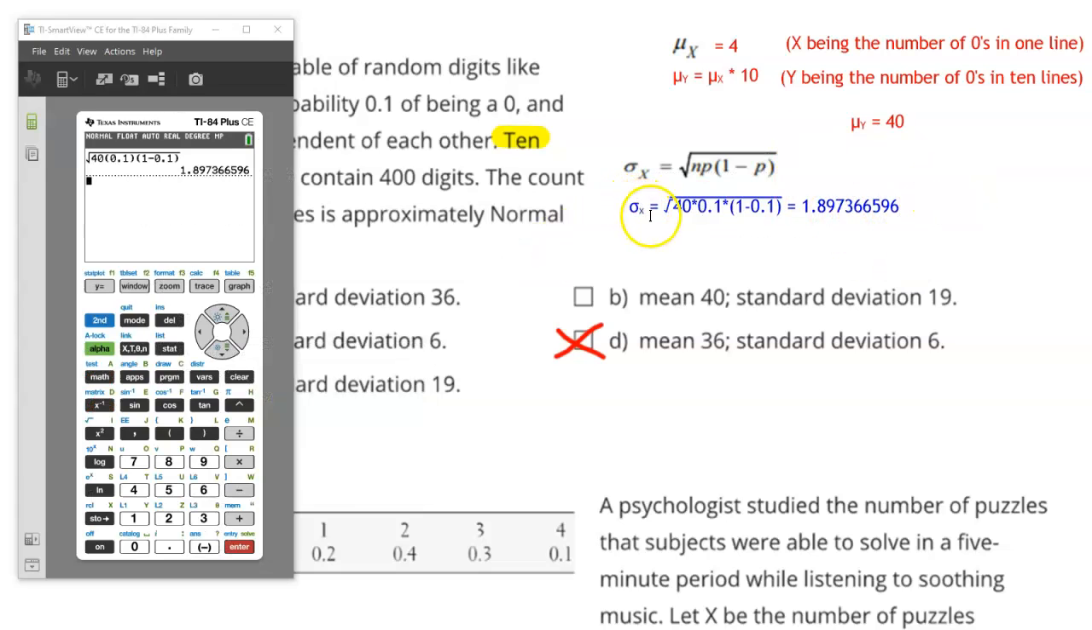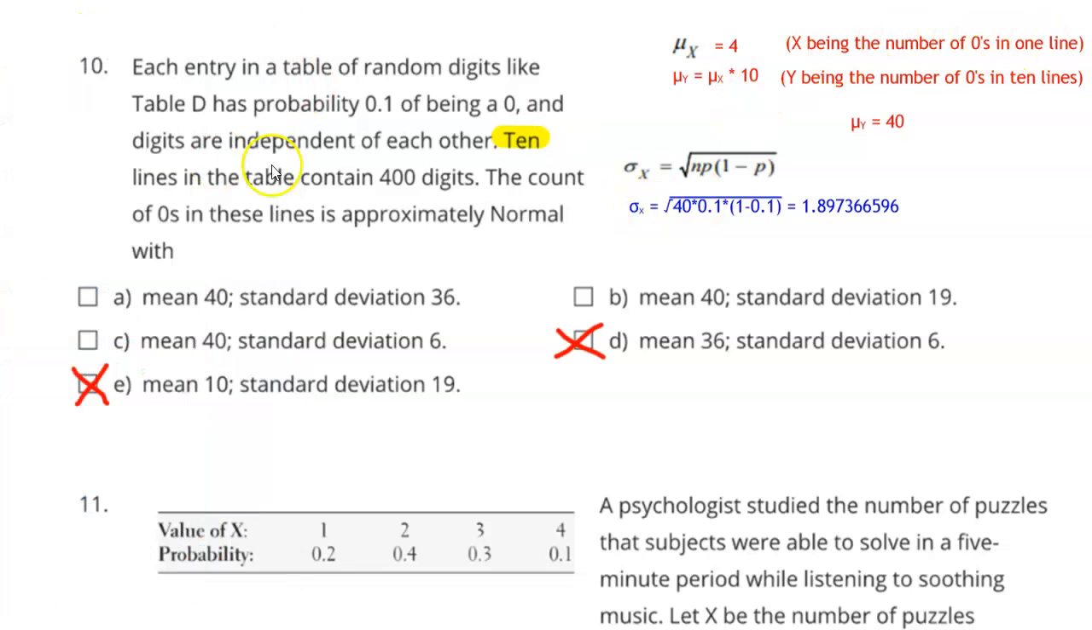So that's the standard deviation of the original random variable, which is the number of zeros in one line. However, in this case, we're looking for the standard deviation of y, which is the number of zeros in 10 lines. Well, that means we're going to take this standard deviation and simply multiply it by 10. Because as you'll recall, when you're multiplying a random variable by a number, you also multiply the mean and the standard deviation by that same number. Addition works differently, but multiplication works just like this. So here's our correct answer, which looks a lot like 19. So my standard deviation is 19. Choice B is our correct answer for number 10.